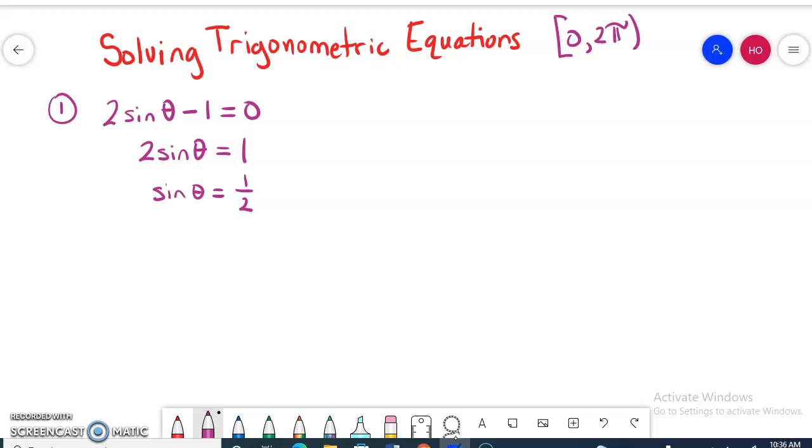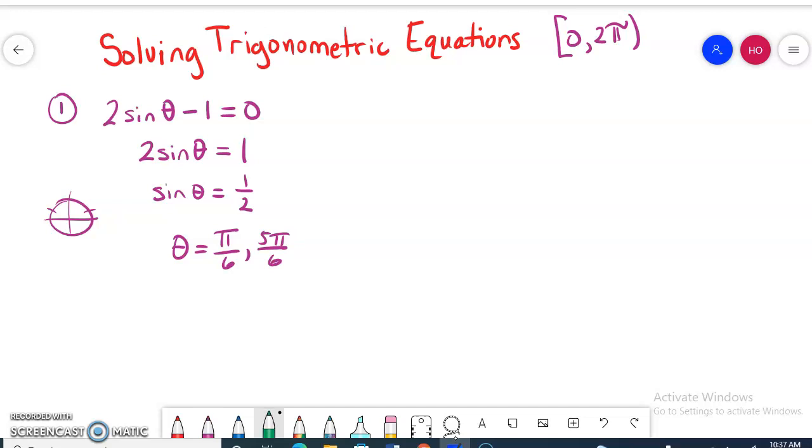So now it's exactly like what we were doing the other day. Where is sine positive 1/2? It's in the first quadrant and the second quadrant. So theta is pi over 6 or 5 pi over 6.